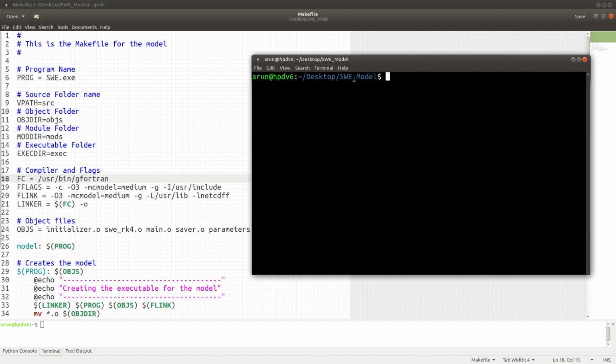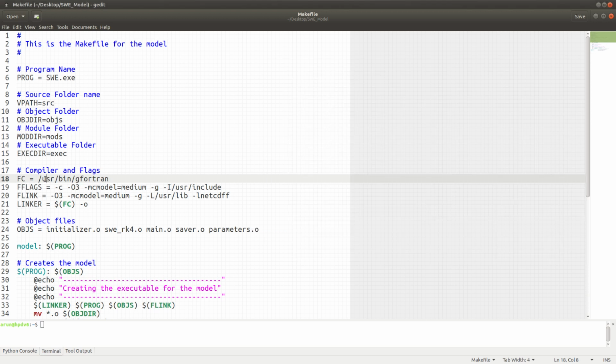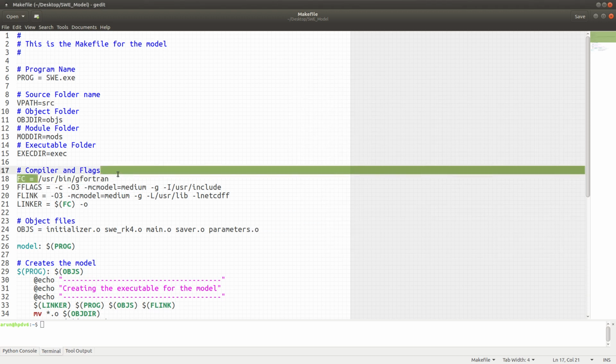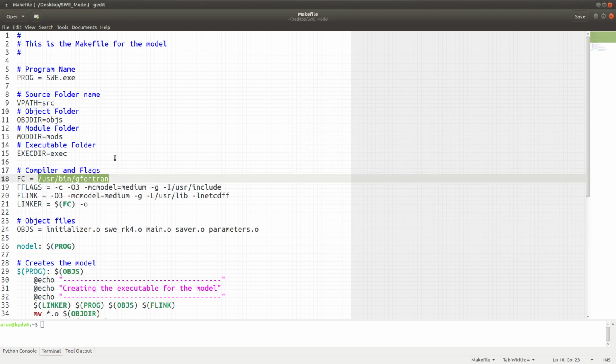Hello everyone, welcome back. Actually, there was a small mistake in the Makefile. I have multiple versions of gfortran installed on my computer, so I have to specify exactly which compiler I'm going to use. Earlier the error came because it tried to use some other compiler that was available. So in the Makefile, I specified the path of the gfortran compiler that I would like to use, which is actually the system gfortran. Then the error went away.